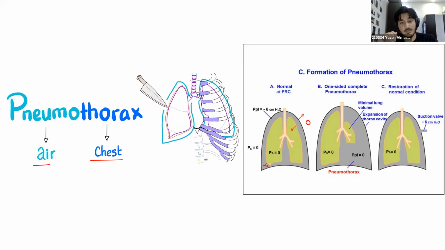If the pleural space does not have negative pressure, and its pressure is 0, the lung is going to collapse, because remember, the lung always tends to collapse on itself. If the pressure is not negative in the pleural space, it's going to collapse upon itself. So this is the normal.